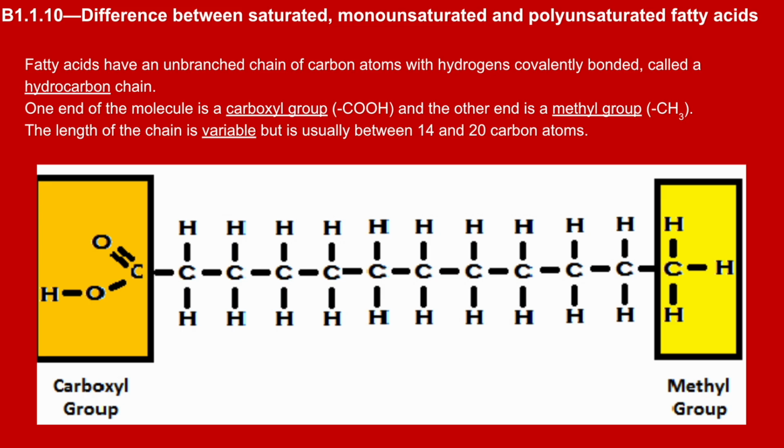A fatty acid has a carboxyl group at one end, and then a methyl group at the other end, which is just a CH3. The length of the chain is variable. It's usually between 14 and 20 carbons.